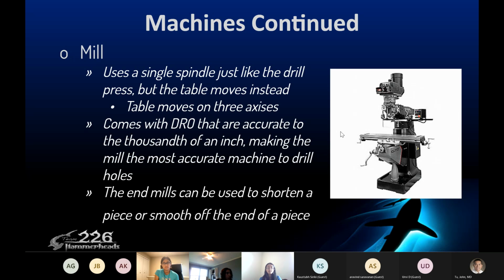Okay, so next is the mill. The mill has a different kind of bit in it. What it does is it cuts, but you can change the axis that you're cutting on. There's a table which moves up, down, left, right, in front and back, and then you just lower the bit into that.